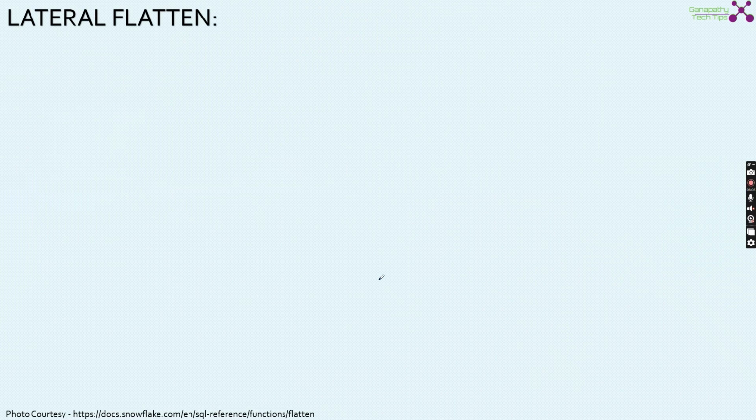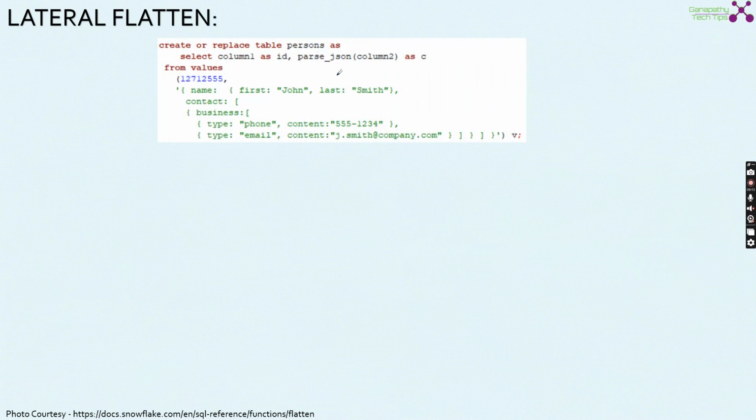The another one is lateral flatten, which is a slightly complicated one, but let us try to understand what lateral flatten is all about via an example. Here we are creating a table called persons, which contains a column and the parse JSON of column 2 as C. From values, we are giving the complete semi-structured value here. So column 1 is mapped to this specific value 127.12555, but the parse JSON of column 2 is completely mapped to this semi-structured data. As you all know, it has all sorts of dictionaries, arrays and everything.